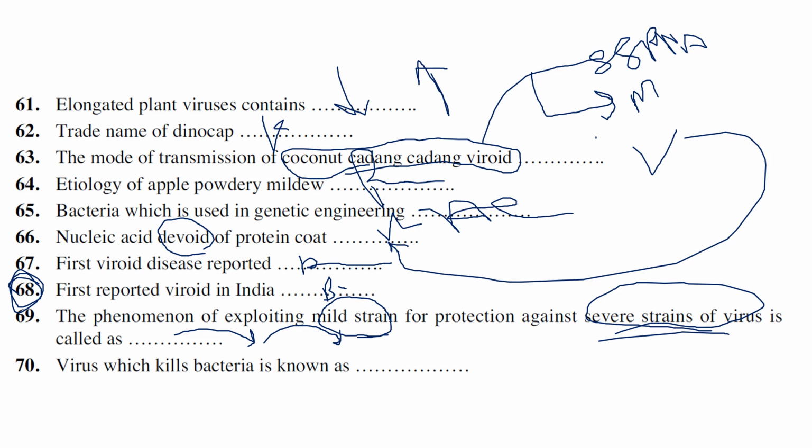A virus which kills bacteria is known as bacteriophage. Phage means eater, so bacteriophage means bacterial eater. It was first discovered by Twort and d'Herelle, in 1915 and 1917. The term bacteriophage was given by d'Herelle in 1917. I repeat, a virus which kills bacteria is known as bacteriophage. Twort discovered it in 1915 and d'Herelle in 1917.